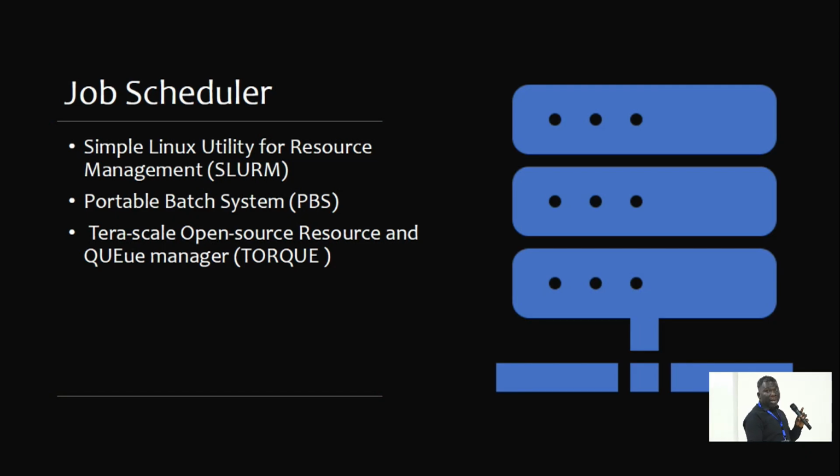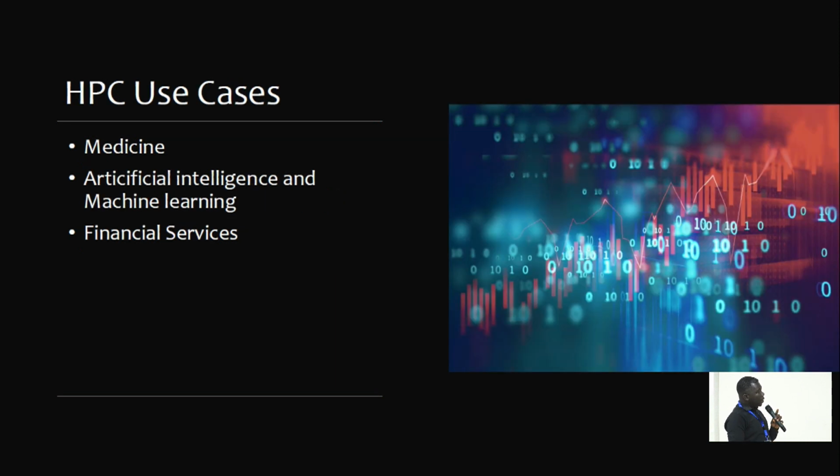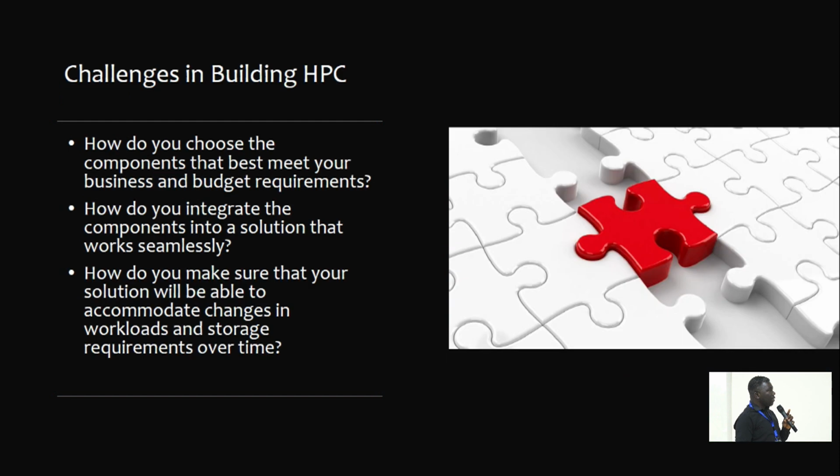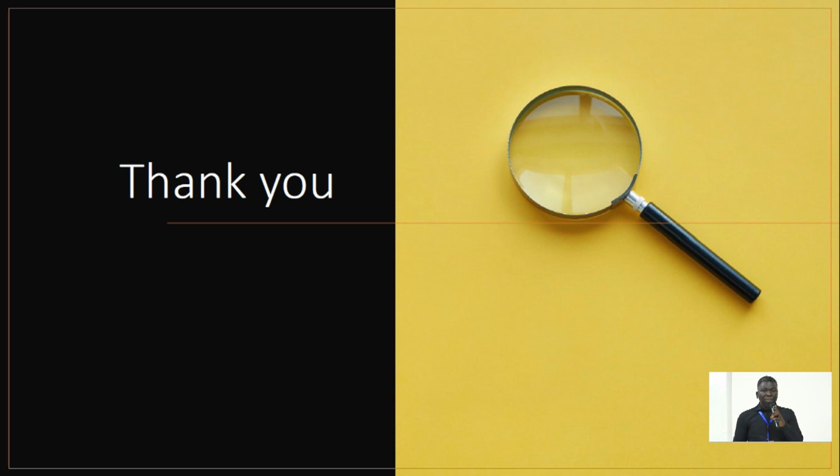Then the job scheduler. There are different types of job schedulers, like I was saying, the traffic control. So these are different things you can use to do your job scheduling. Then these are just use cases: artificial intelligence and machine learning, medicine, financial services, and things like that. Then there are challenges in building your HPC. We can read on all this. Thank you very much.